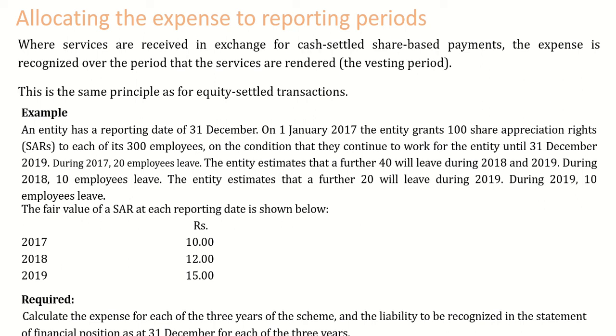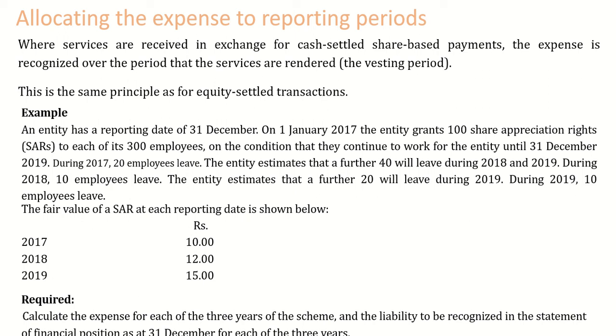So the company has given 100 share options to each of 300 employees on the condition that they have to continue to work until 31st December 2019. So still, like in the equity settled share based payment, there's a service condition. During 2017, 20 employees leave. The entity estimates that a further 40 will leave during 2018 and 2019.